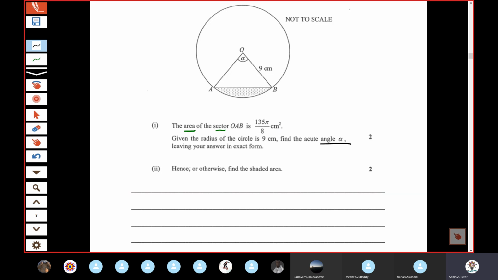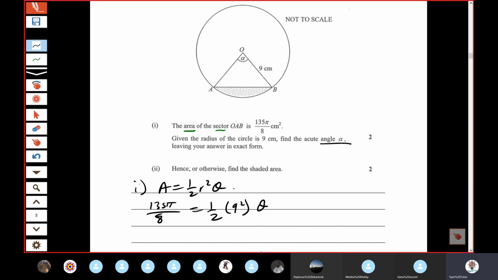When I find an angle, what would my pi be if there is still a pi? 180, if there is still a pi. Leaving your answer in exact form. All right, here we go. You know the area equals half r squared theta. Area is 135. Easy stuff. Half radius squared times theta.